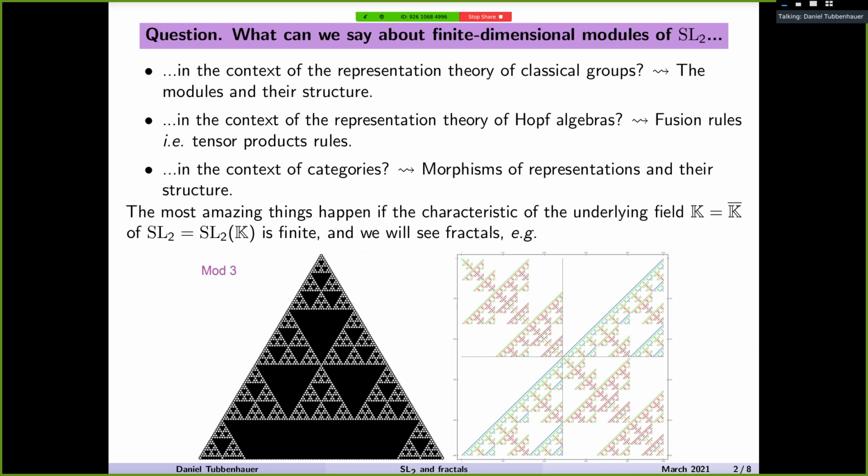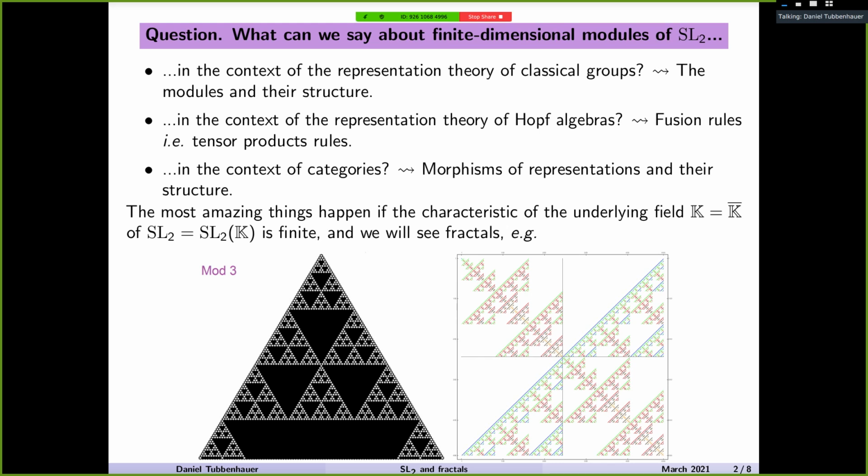And maybe the latest kind of question you would like to ask is in this flavor of categorification. Can you say something about the category itself, not just about the objects, but can you say something about the category, which would mean something like morphisms of representations and whatever kind of structure they satisfy or they have. And it turns out, and this is why I'm here, or what I'm going to tell you, that in characteristic P, all of these questions give rise to fractal structures, to pretty beautiful ones.